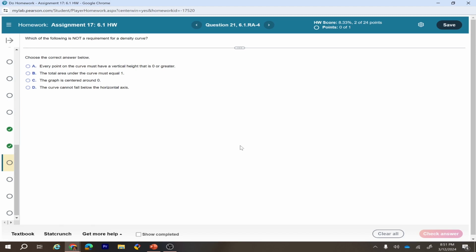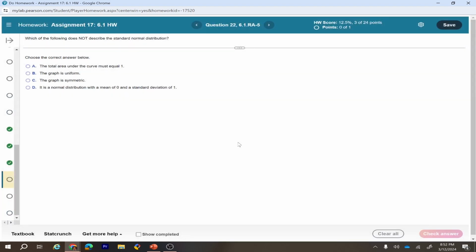Which of the following is not a requirement for a density curve? Every point on the curve must have a vertical height that is 0 or greater. Yes. The total area under the curve must be 1. Yes. The graph is centered around 0. No. The curve cannot fall below the horizontal axis. So this is not true.